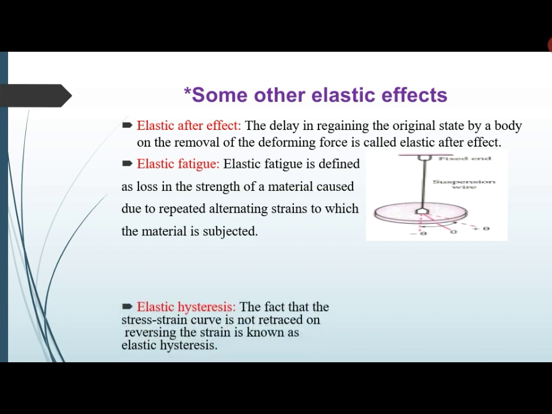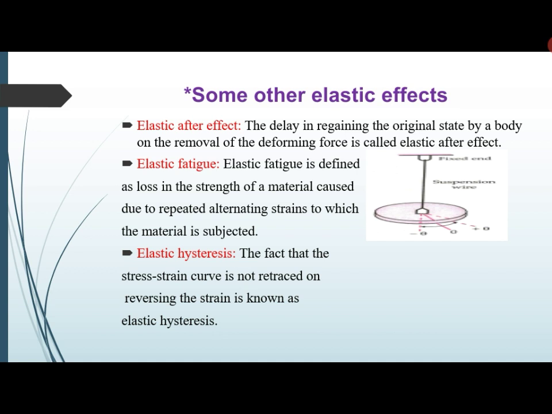Now the next is elastic hysteresis, and we can understand from this figure that the object is not retracing its stress-strain curve after the removal of force. We apply force and the object traces the path from O to A to B, and when we reduce the force, the object comes back to its original configuration, that is O, but through a different path, that is BCO.